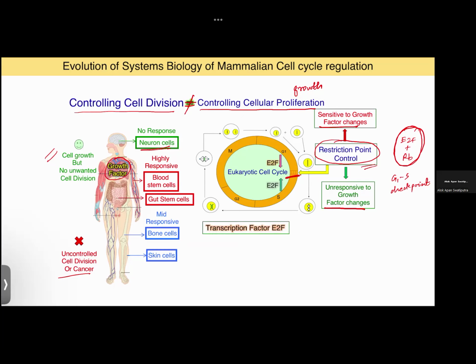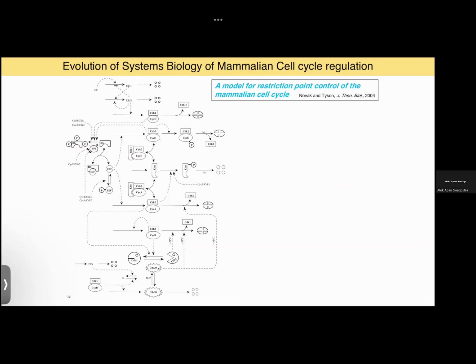As I had mentioned yesterday, E2F is a transcription factor. When E2F is low, the cells are stuck in the G1. Once E2F switches to a high value, it transits into the S phase. So how did the model come about? Novak and Tyson in 2004 proposed this restriction point control of mammalian cells.